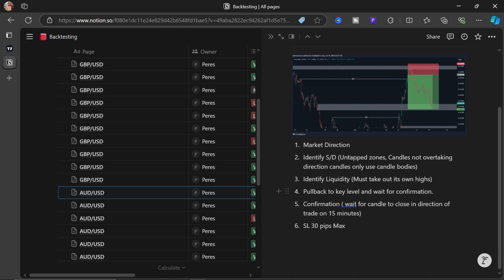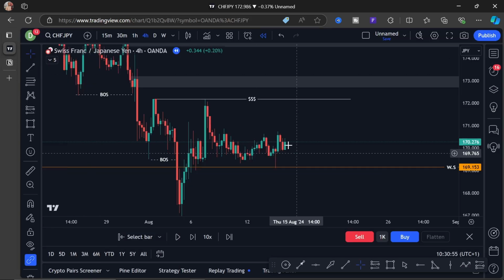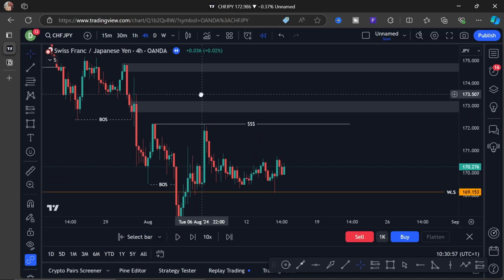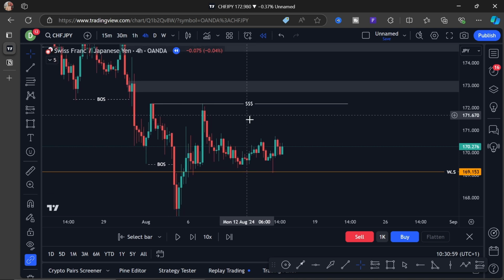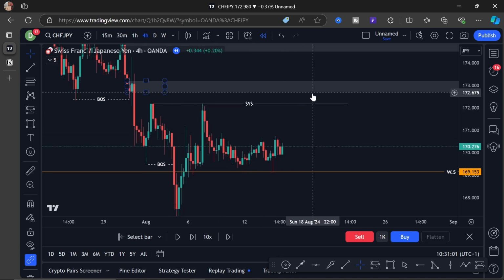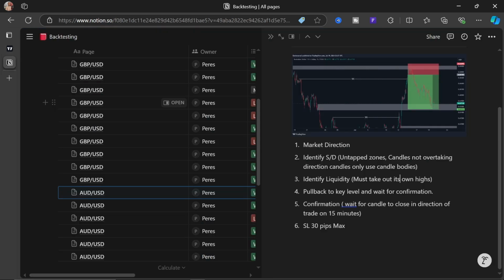Now pull back to key level and wait for confirmation. You see, pull back to key level and wait for confirmation. So after identifying my supply levels like this, and my liquidity level, I simply have to wait for this market to trade back to this supply level before I decide my trade. Now after that, you simply say confirmation, wait for a candle to close in the direction of the trade on the 15-minute time frame.